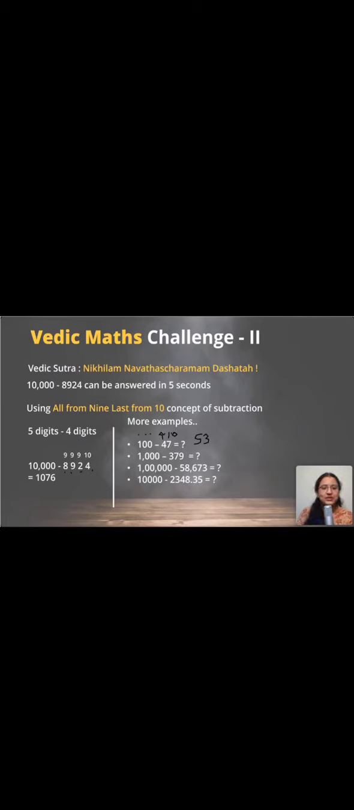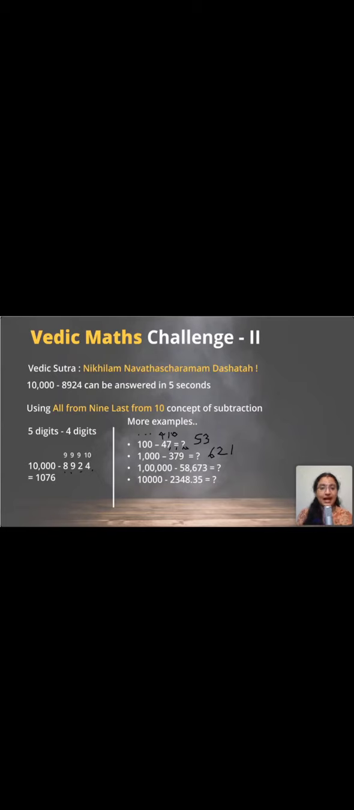Lovely. Now 1,000 minus 379. 379 is a 3-digit number. 1,000 is a 4-digit number. Yes, we are good to apply the rule. What we have to do? All from 9 and last from 10. 9 minus 3 is 6, 9 minus 7 is 2, and 10 minus 9 is 1. Perfect answers on the chat box. Perfect.